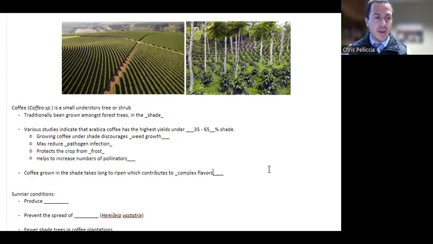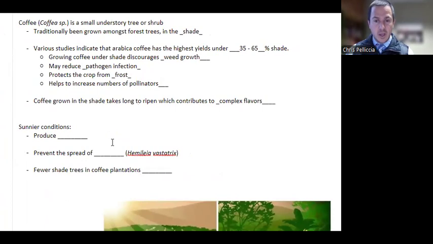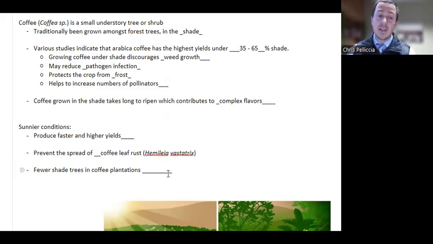However, let's balance that out then by saying that in sunnier conditions, well, that's going to produce faster and higher yields. Also, sun is going to help prevent the spread of what's called coffee leaf rust, which is a pest. And finally, fewer shade trees and coffee plantations decreases biodiversity, which would be a downside of sun-grown coffee. So coffee producers need to weigh these benefits, these pros and cons, when deciding how to grow their coffee.